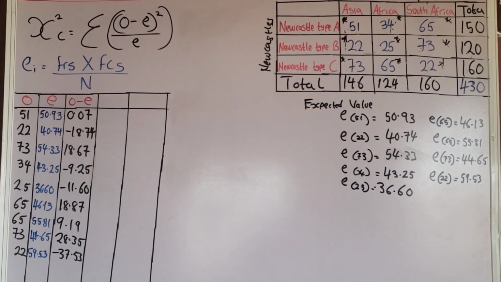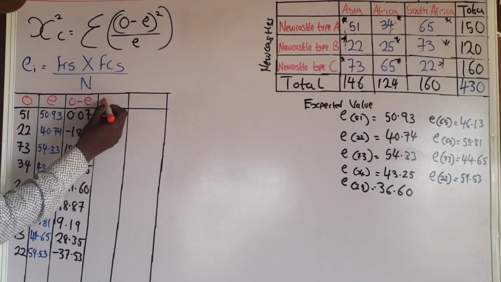Do you understand? Now if you check the formula again, we still need to square the difference. We need to square each difference. So I'm still going to have observed minus expected, squared.